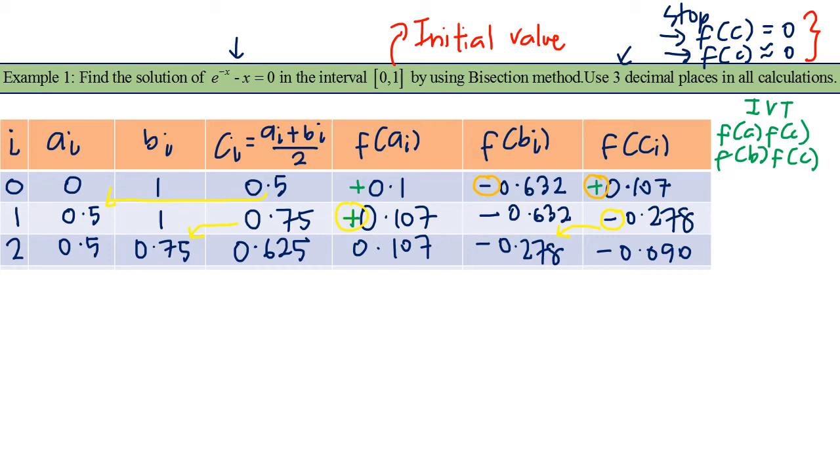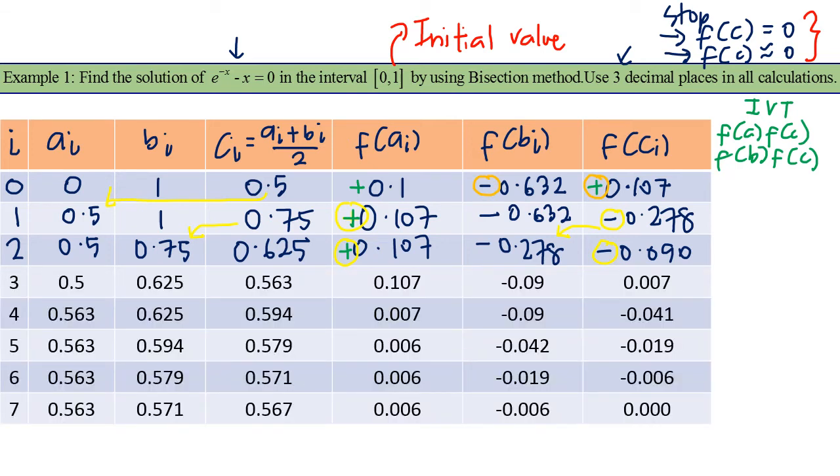So here check the condition. FA and FC have different signs, so what happens in the next iteration? You can see in the next iteration, number 3, A remains, but B takes the value of C. Then you continue your calculation. You can see here I stopped the calculation at iteration 7 because FC is now equal to 0.000. So you can stop your calculation now.